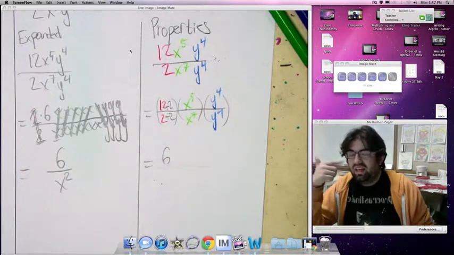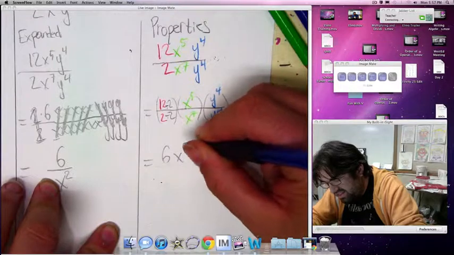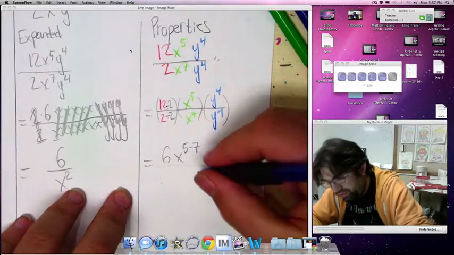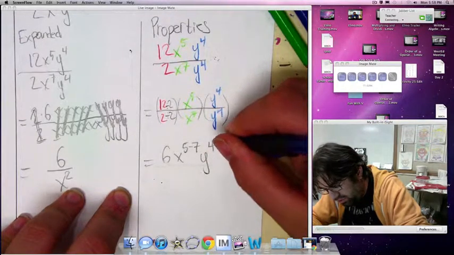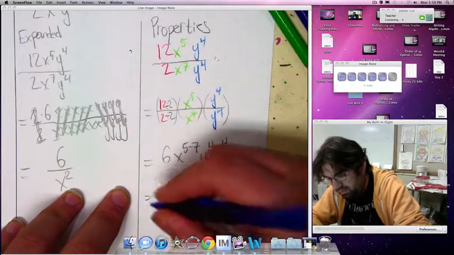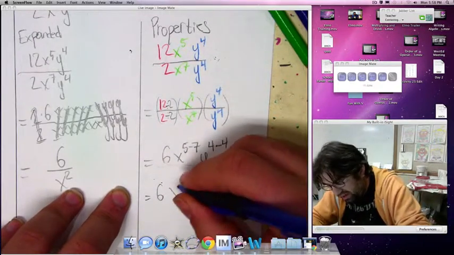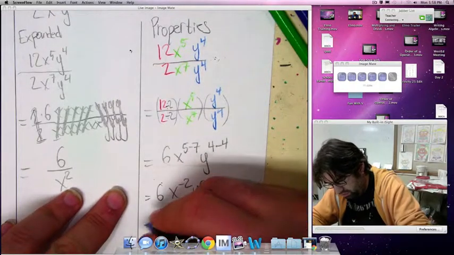X to the 5th, x to the 7th. I'm going to take x to the 5 minus 7, because remember, the top number goes first, minus the second number. Y to the 4 minus 4. Well, 6 is left. He's not going anywhere. X to the negative 2, y to the 0.